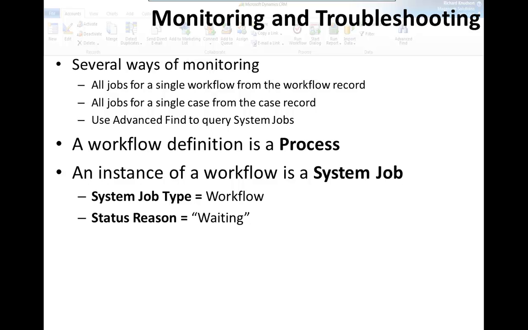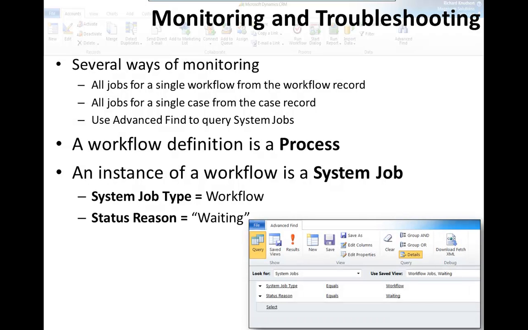And what we want is to do an advanced find where system job type is equal to workflow, and maybe something like status reason equals waiting. We can see all the workflows that are in a wait state. There's a lot more you can do with this, but I want to introduce that today just to make sure that you have that kind of starter knowledge. And we'll develop this in more detail.